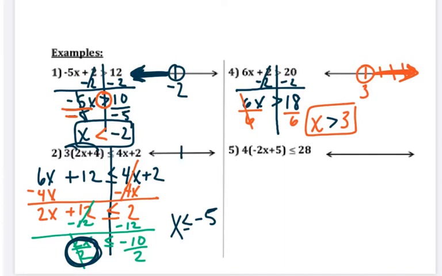So on my graph, here is negative 5. There's a line below it, so I get to color it in. And I shade everything to the left. So x could be negative 5, it could be negative 6, it could be negative 7, and so on. Go ahead, try number 5. Last but not least, very easy. If you divide by a negative in your very last step, that's when you flip the sign. So try number 5, and then you can flip over to the back and try the ones on the back.